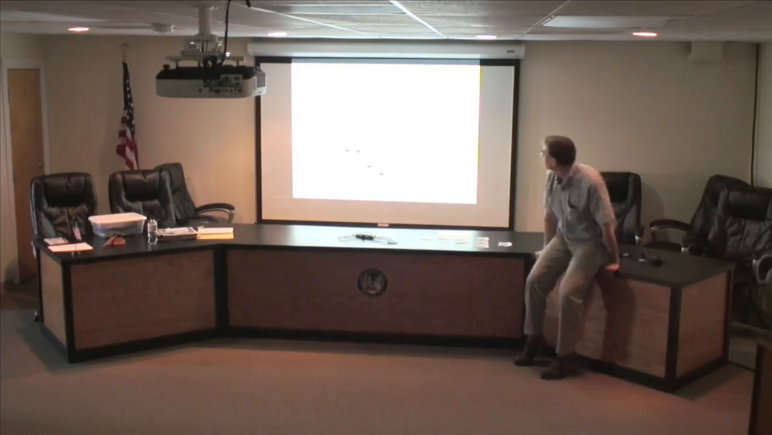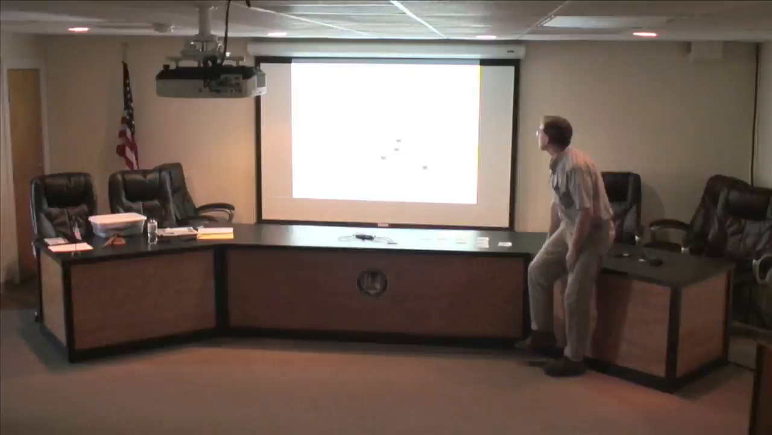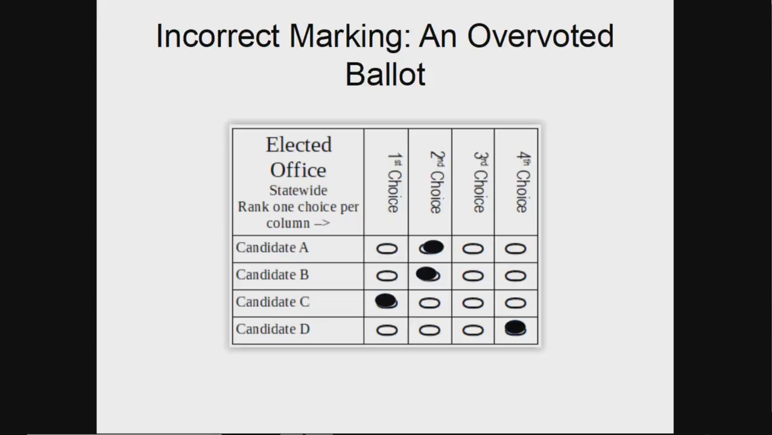Okay, we can go on to the next one. Now this is what's called an overvoted ballot, and this was the example I was talking about earlier, where two candidates are given the same ranking. In this case, candidate A and candidate B have both been marked as a second choice. An overvoted ballot creates a serious problem for election administrators because it's impossible for them to tell what the voter's intention was.